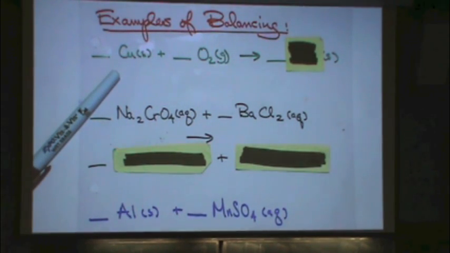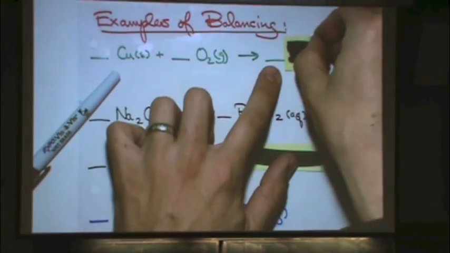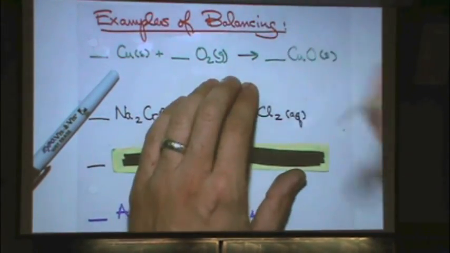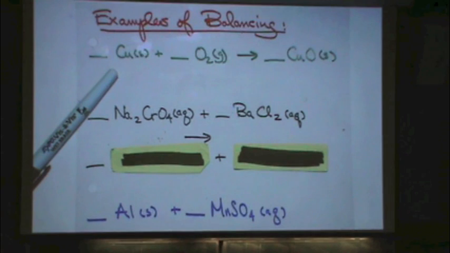First one, what category is this? This is classified as a combination. You're combining copper and oxygen. And if you wrote the product, then you should be able to do this. This would be a common type of question. Get this. Now, copper has two oxidation states. What are they again? Could be +1 or +2.